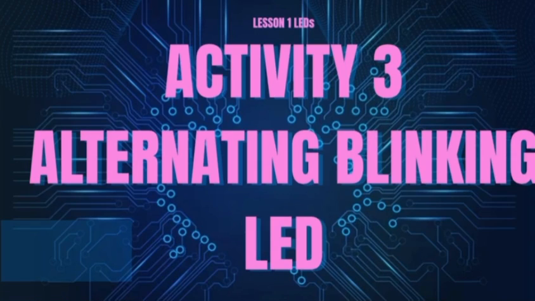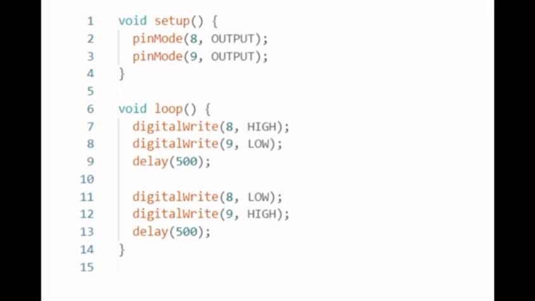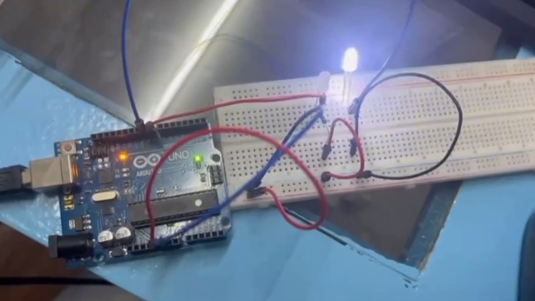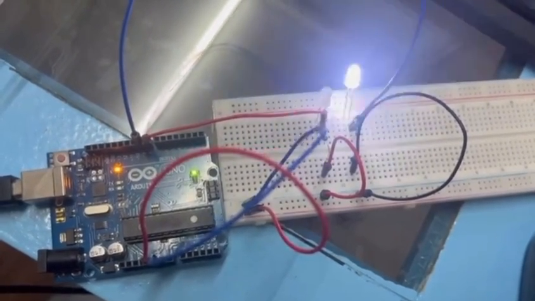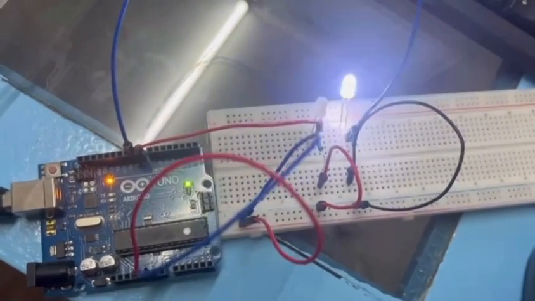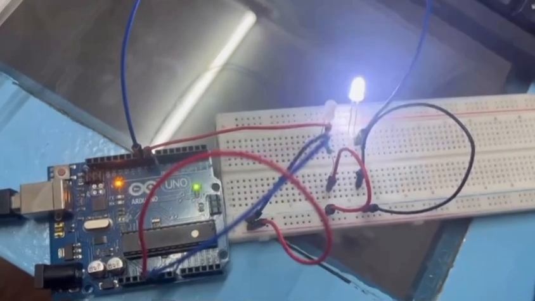For activity number 3, another LED is added while still using pin 9 and GND with resistor. The two LEDs blink alternately, showing how multiple outputs can be programmed in sequence. This helps us understand timing and coordination between different outputs.